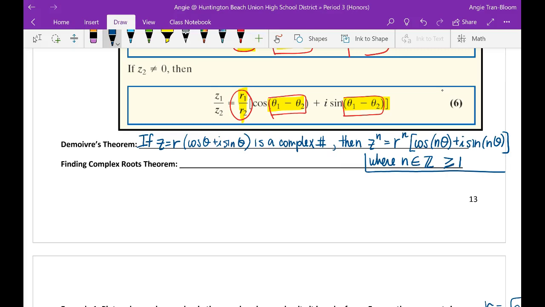Then what if I want to find the complex root theorem? So the complex root theorem, I'm going to use a different color pen. It says let, so instead of z we're going to use w. The variables don't make any difference. Let w be some radius times cosine of theta subscript 0. That just means the first angle, no big deal, plus i sine of theta subscript 0. So let this be a complex number.